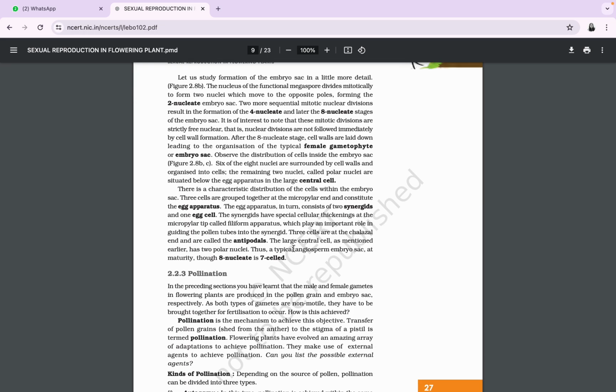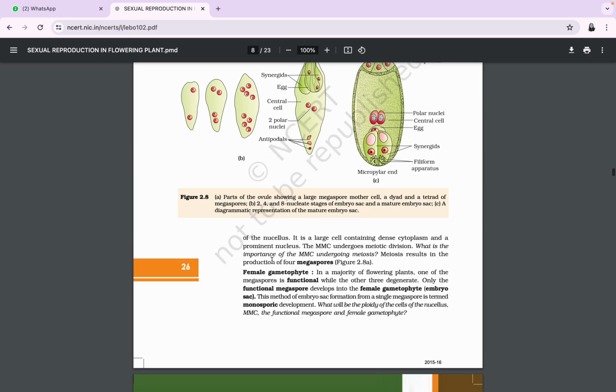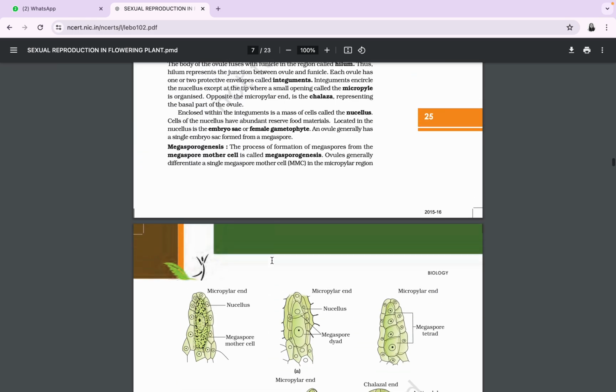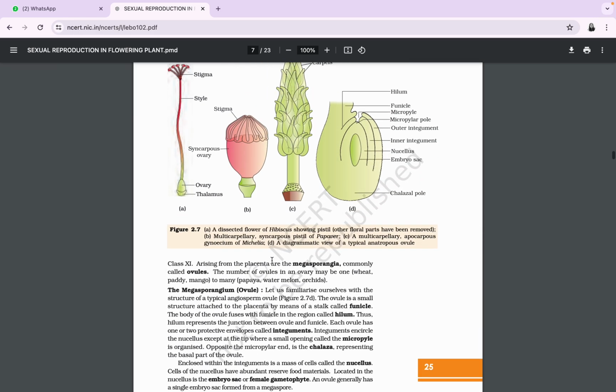See here, a typical angiosperm embryo sac at maturity will have 8 nuclei and 7 cells. This is a very important thing which you people need to remember. Fine. So this was enough for this video. In the next video I'll be taking you to double fertilization.